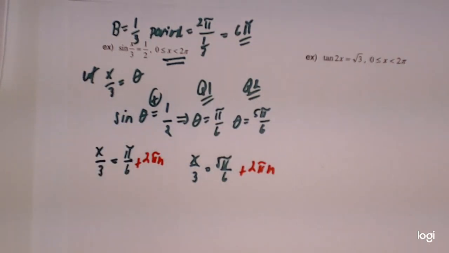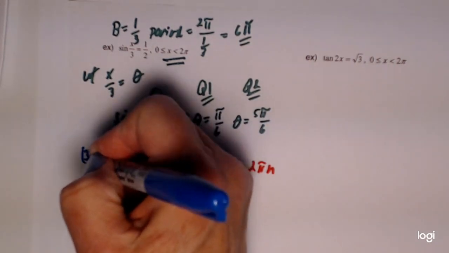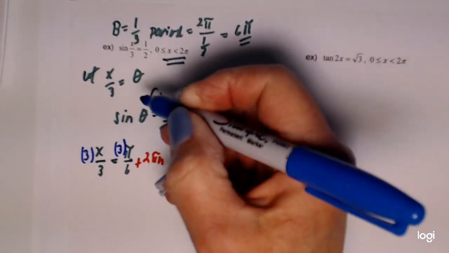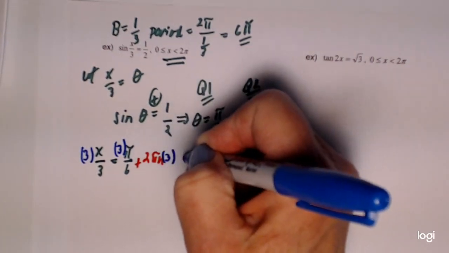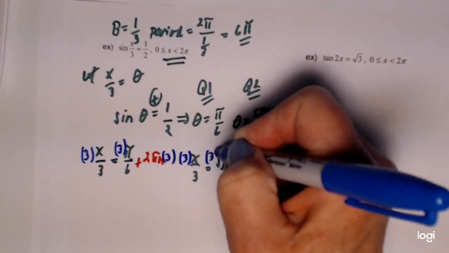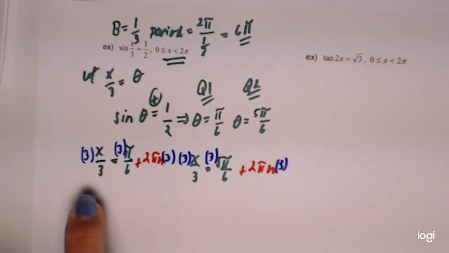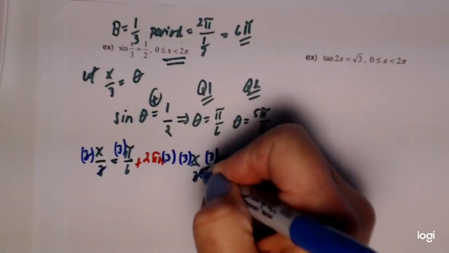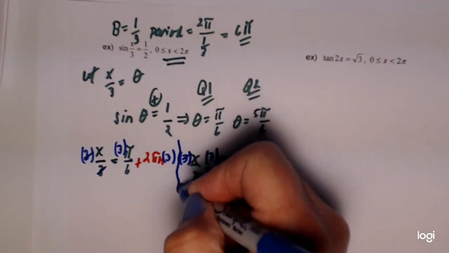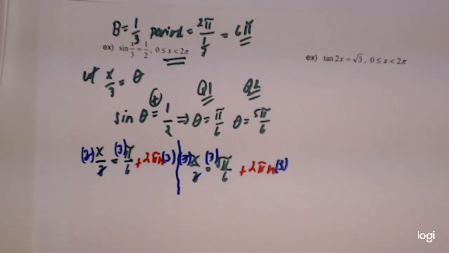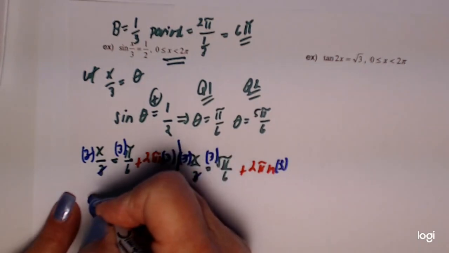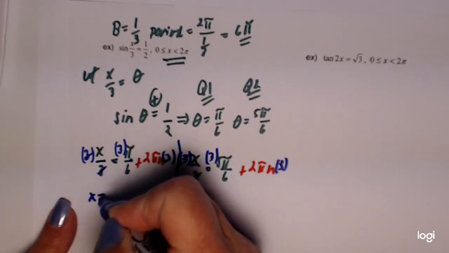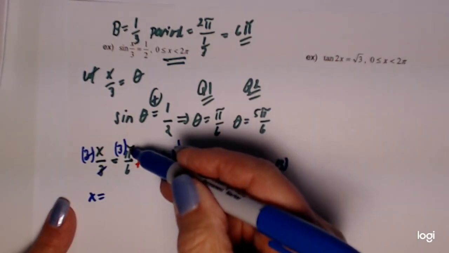We have x over 3, so we want plain x. So we're going to multiply everything by 3. And when I say everything, I do indeed mean everything, every term here. So these cancel over here. Let me put a line here because this is getting kind of squashed looking. And over here, we're left with x is equal to 3 pi over 6.